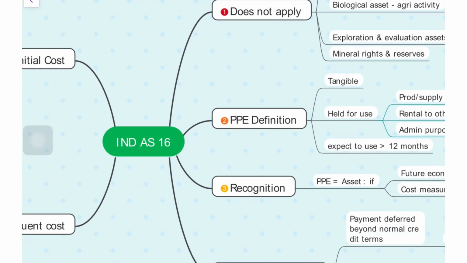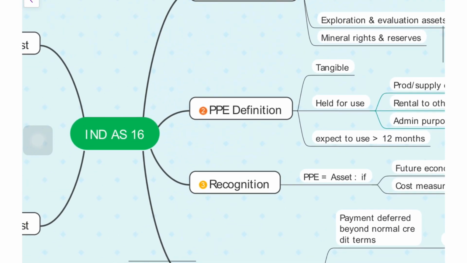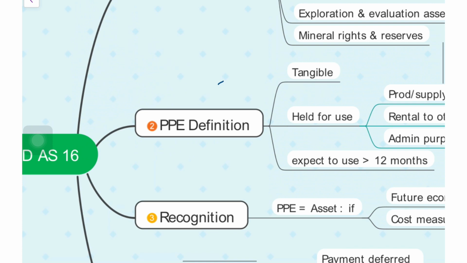So starting with the standard Ind AS 16. What does Ind AS 16 talk about? Like the name suggests, it talks about your property, your plant and your equipment. So what are the items that would get included in this PPE definition? That's what we are going to understand here.